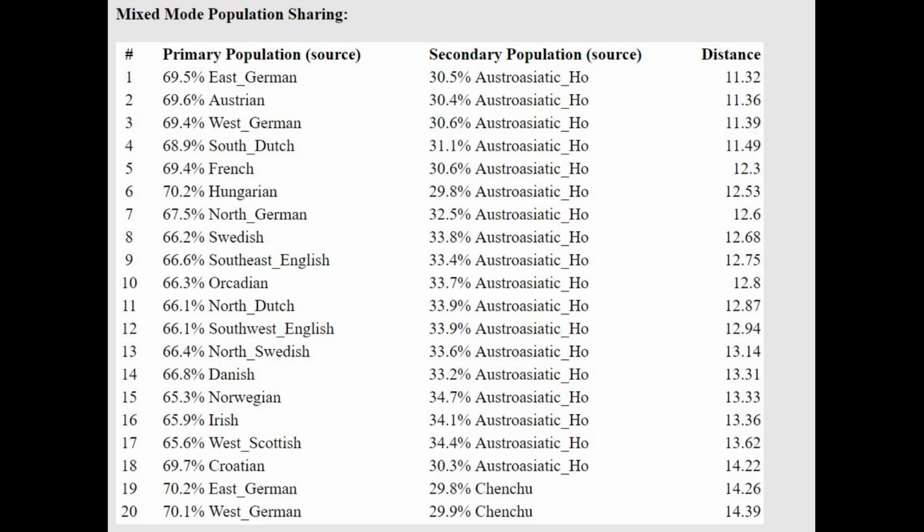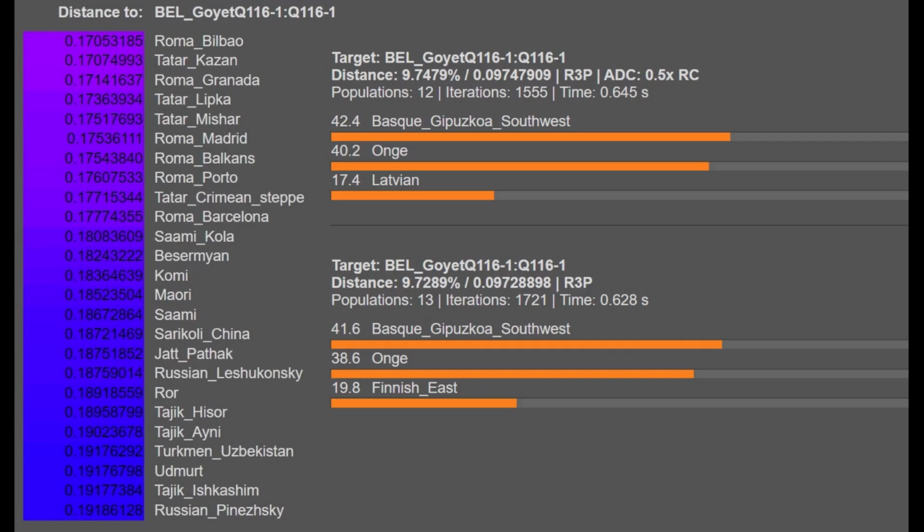And you will see this with G25 as well. With G25, this individual is also modeled as a mixture of various Northern or Northwestern Europeans plus, for example, Onge, who are an Andamanese people, or basically a mixture of extreme Northwest Europeans plus extreme South Asians.